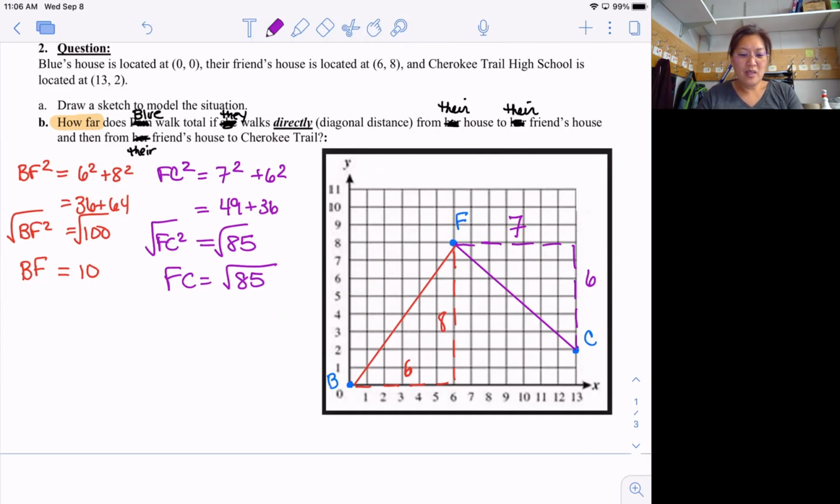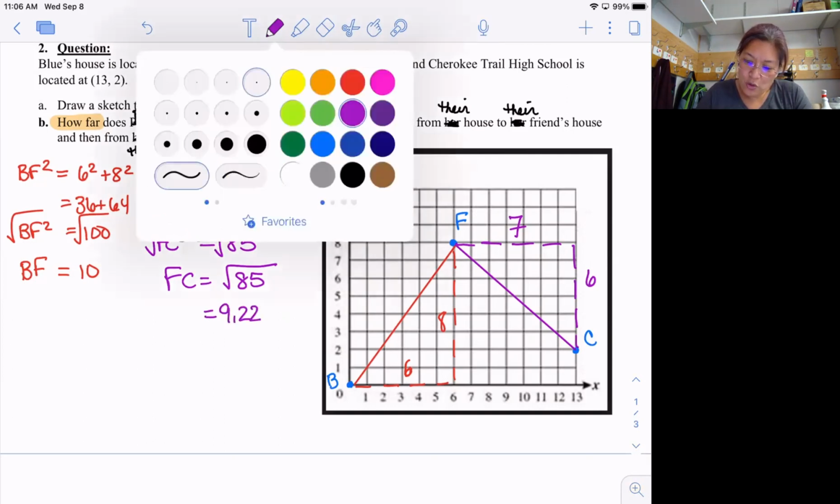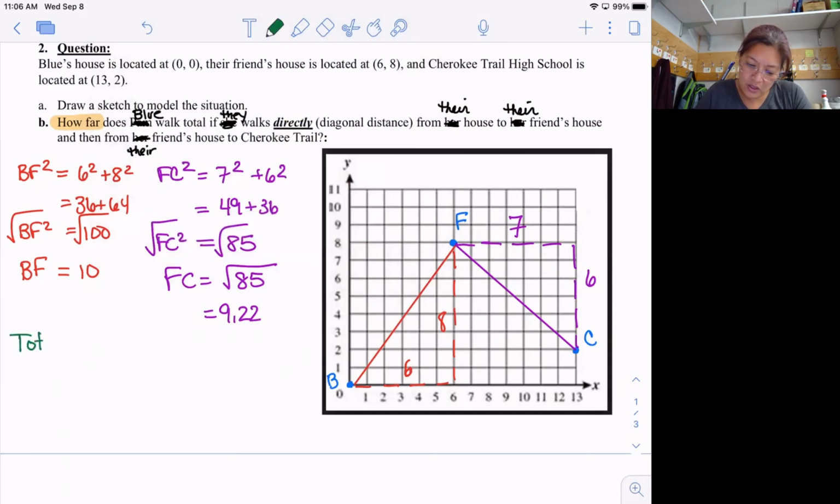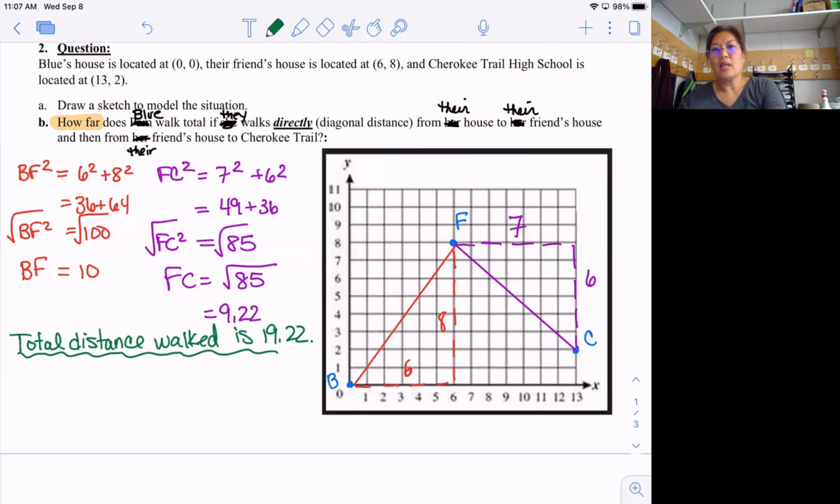But the square root of 85 is 9.22. So 9.22. So that means, what is my total distance? So total distance walked is 19.22, whatever those units are. So there's my claim. The green comment is my claim. That's the total distance. My work is up here. And then what's going to be my reasoning? Why did I do what I wanted to?